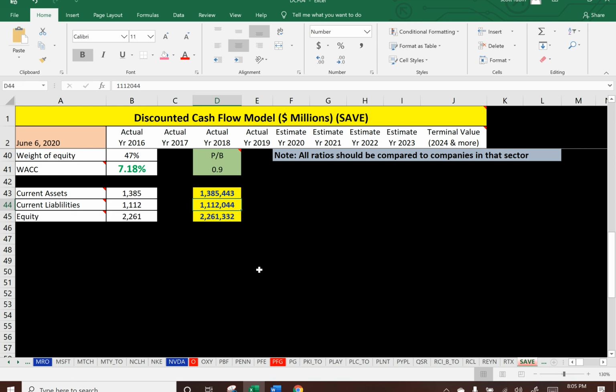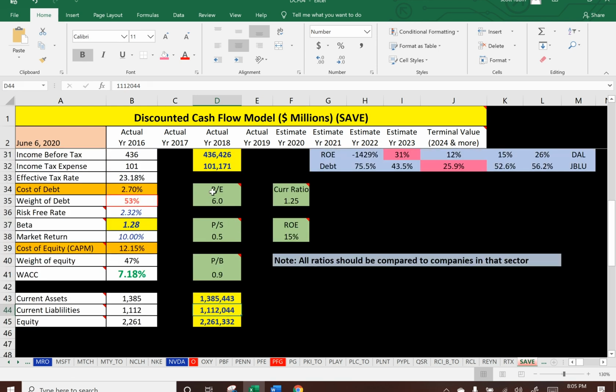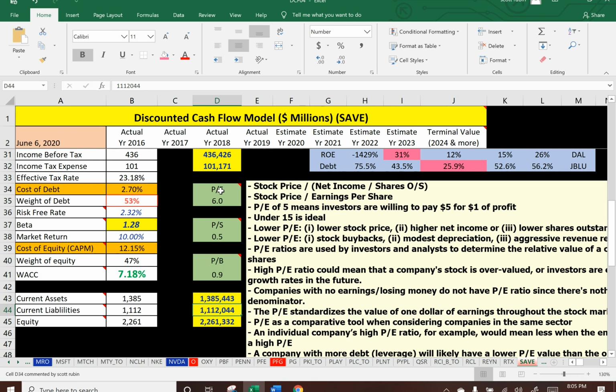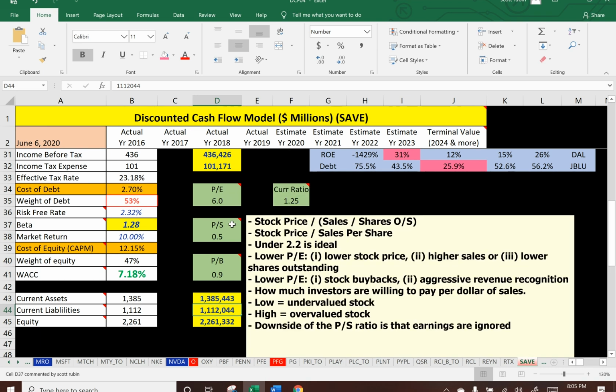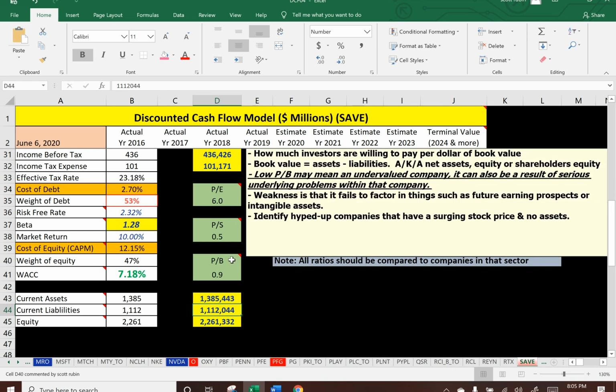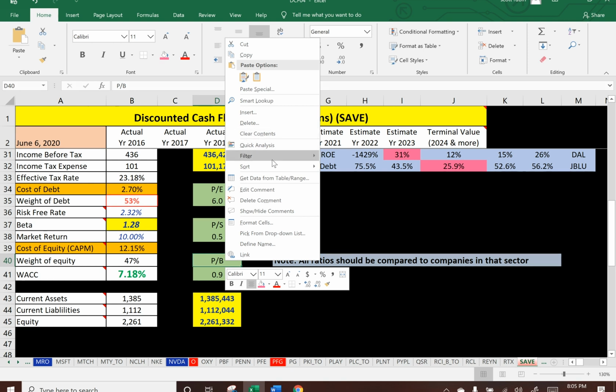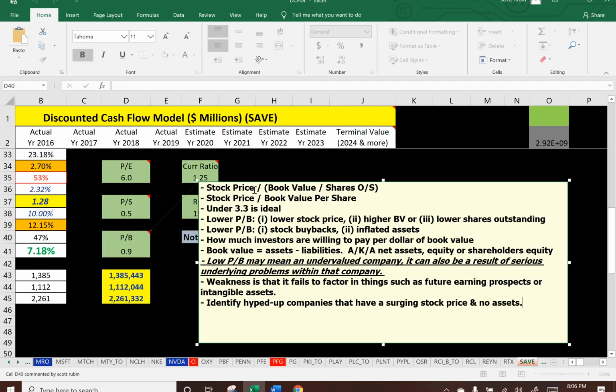And let's see how the ratios look. So the PE is the most common ratio, price over earnings. And I look for under 15 when I invest in a company. They have 6, which is a really good PE. Price to sales is 2. I look for under 2.2. They have 0.5. That's the stock price over the sales per share. And price to book is under 1, which implies this is a really good investment. A low PE may mean an undervalued company. It could also be the result of some serious underlying problems within the company.